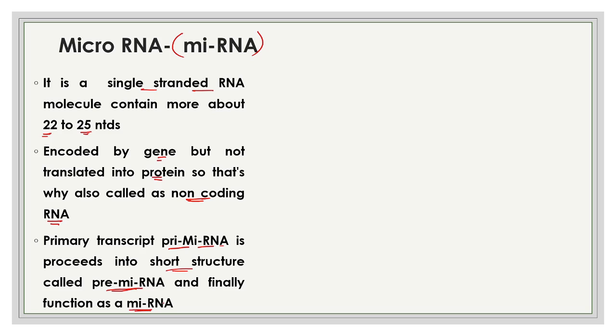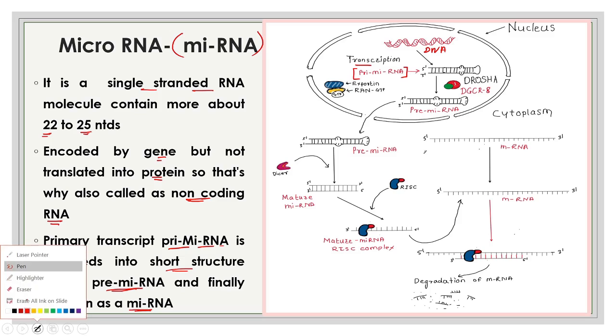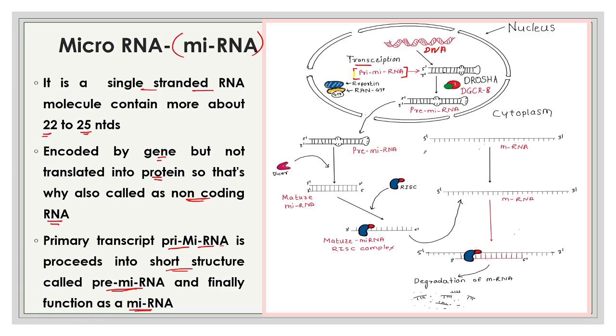Now come to the diagrammatic representation. Imagine there is a single cell and inside it there is a nucleus. Inside the nucleus you can see the structure of DNA, and from the DNA one transcript is formed with the help of transcription. That double-stranded transcript is called pri-miRNA. That primary transcript is processed by Drosha and DGCR8. Drosha and DGCR8 process the pri-miRNA and convert it into pre-miRNA inside the nucleus.